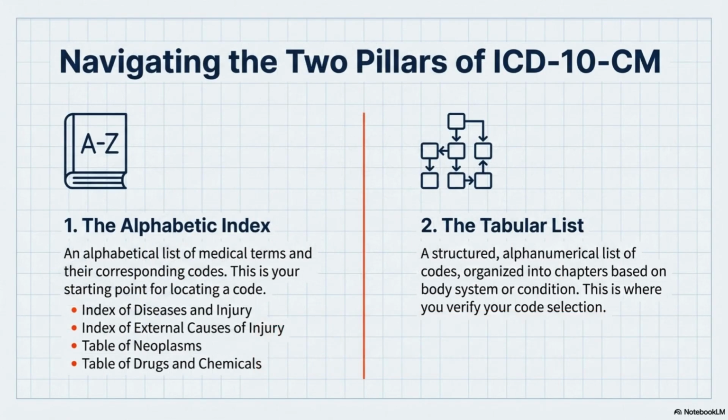ICD-10-CM is divided into two major components: the alphabetic index and the tabular list. The alphabetic index is your starting point. It is an alphabetical listing of medical terms and their corresponding codes. It includes the index of diseases and injury, the index of external causes, the table of neoplasms, and the table of drugs and chemicals. The tabular list is where you verify your code. It is organized alphanumerically by body system or condition. Every code must be confirmed in the tabular list to ensure accuracy and compliance with all instructional notes.